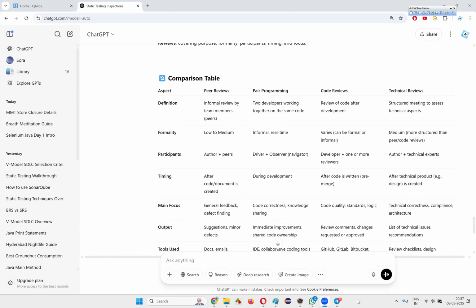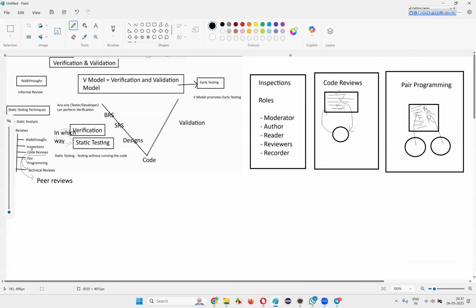Guys, if you are able to understand these different types of code reviews, under reviews we have walkthroughs, inspections, and code reviews. If you understood all these varieties of code reviews, just type C in the chat box if you understood technical reviews, peer reviews and pair programming.